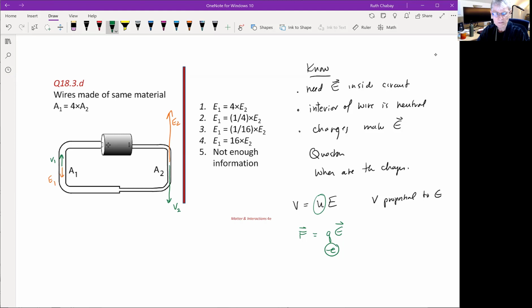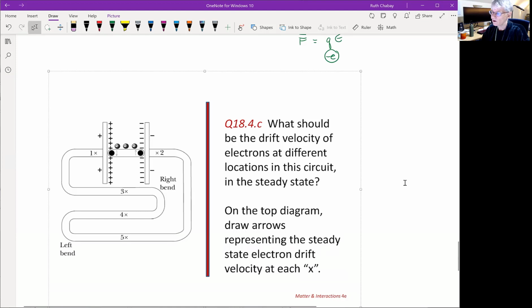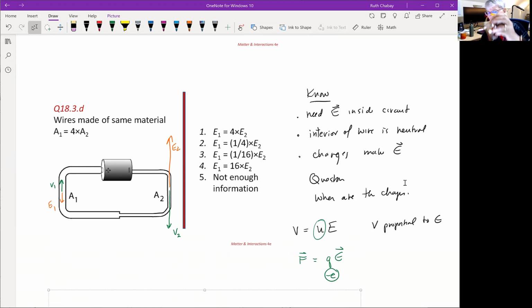Okay, so to think about this, we're going to think about a kind of a toy circuit. So let me explain what we're looking at here. So this is a circuit. Well, let me back up first. So one thought about where the charges are that create the electric field inside the wires is that it's got to have something to do with the battery, right? So if the charges can't be inside the wires, then maybe they're on the battery.